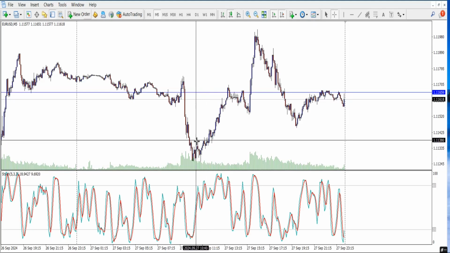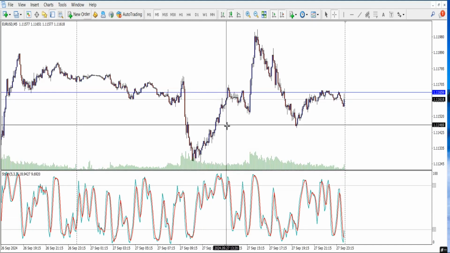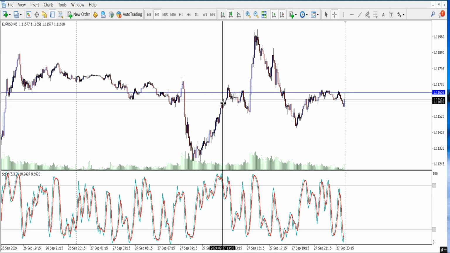So if we had entered around here, that would have been around 10:40. And if we had exited the trade around here, that would have been around 13:00. So that is going to give us about 2 hours, 20 minutes.